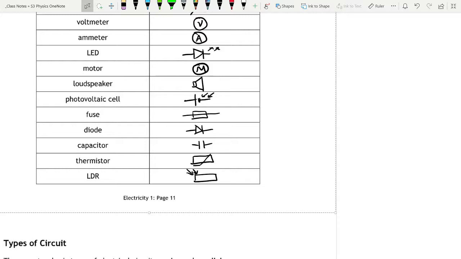Has everybody got all those written up? Does anyone need me to repeat any? Go back. Okay, brilliant. Right, okay, so we're going to start doing some circuits.